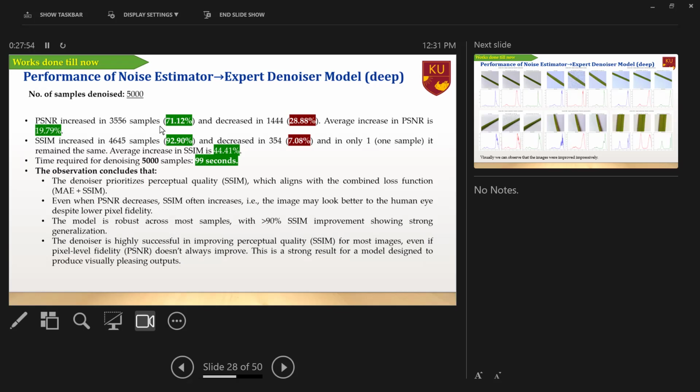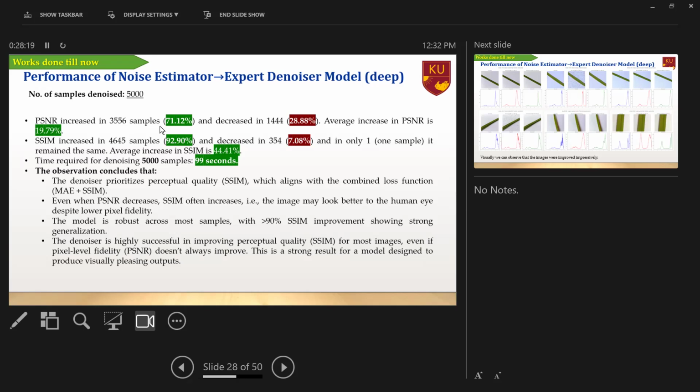In the previous one it was 10.3, and here it is 19.79. And again SSIM: in the previous case it was near about 42 point something, and here it is 44.41. Both the models provide good SSIM, but there is a difference in the PSNR only.